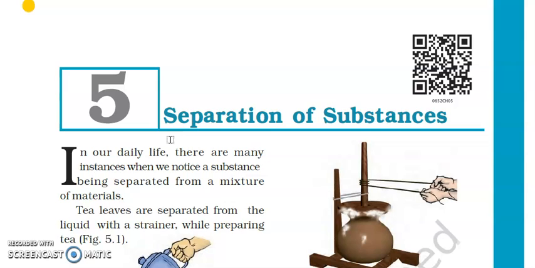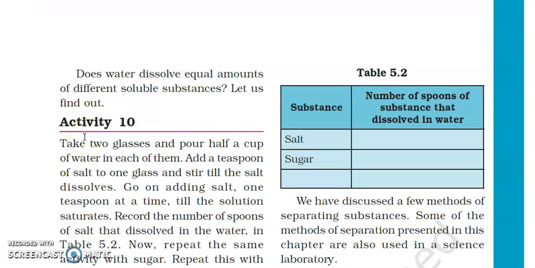We were discussing the chapter Separation of Substances, which is the fifth chapter of class 6 NCERT book. So we have discussed the different separation methods, and we have also discussed what is a saturated solution, and how we can increase the solubility of a substance. Now there is an activity, the last activity of this chapter, in which let's see what we have to do.